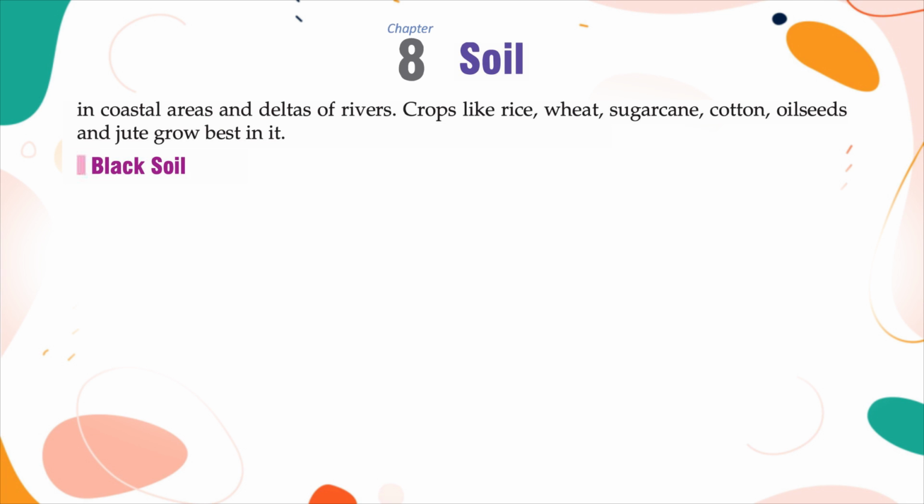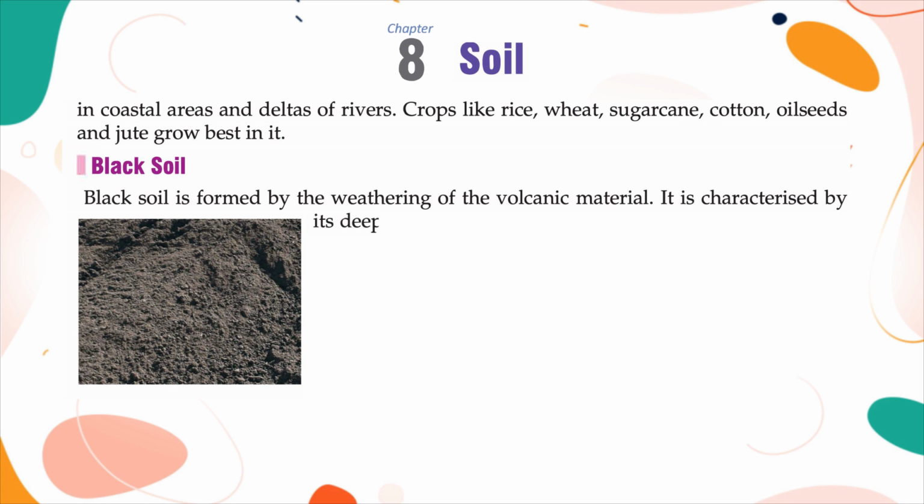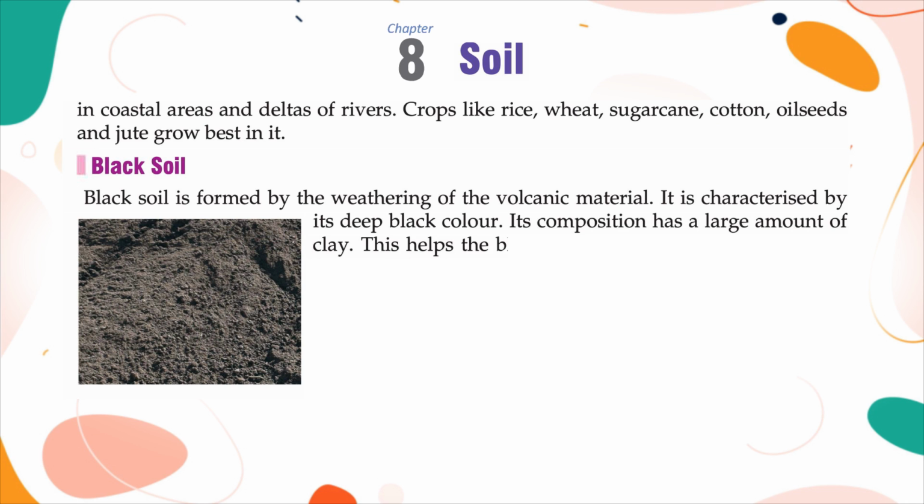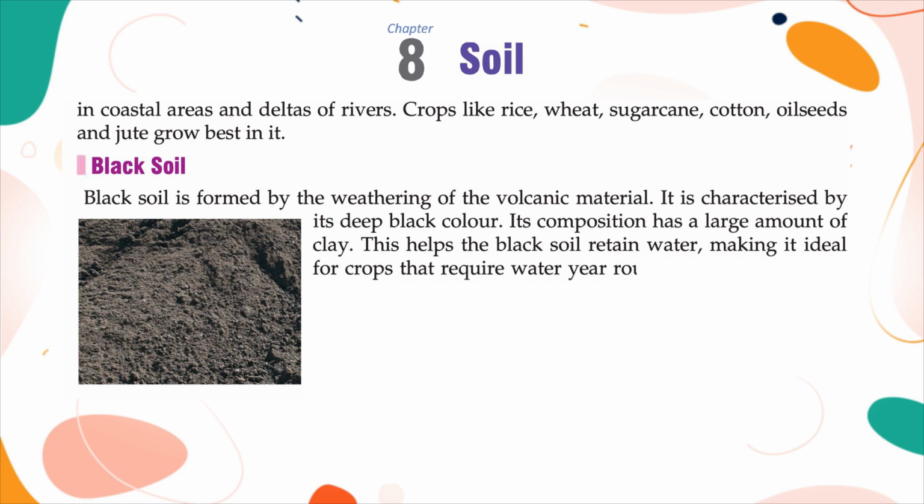Black soil. Black soil is formed by the weathering of the volcanic material. It is characterized by its deep black color. Its composition has a large amount of clay. This helps the black soil retain water, making it ideal for crops that require water year-round. This also gives it a unique self-plowing ability.